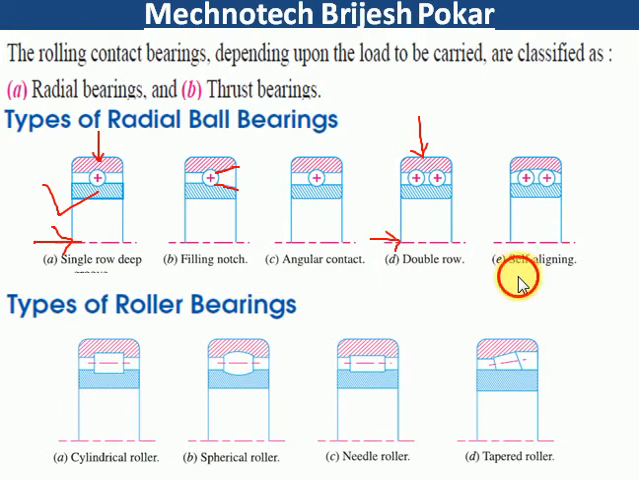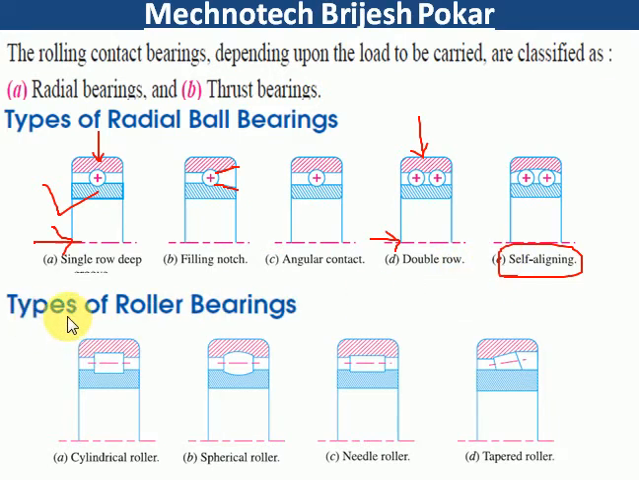And this is the last one, that is self aligning bearing. So in general a single row deep groove ball bearing also allows misalignment of the shaft in a very small manner, but if the misalignment is larger, then in that case we need a self aligning bearing. Okay, so these are the different types of radial ball bearing.